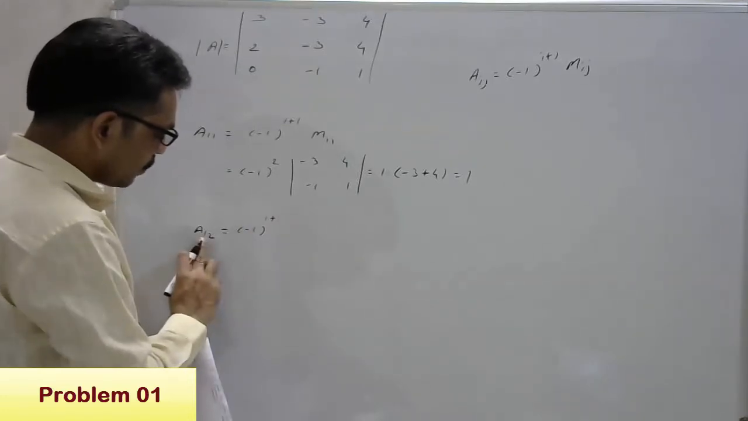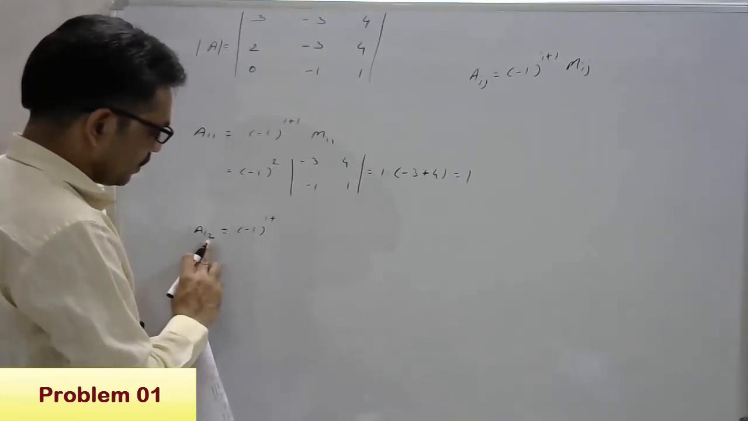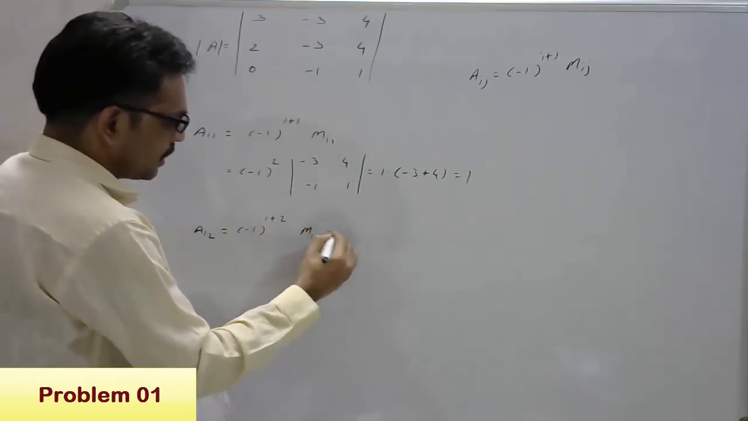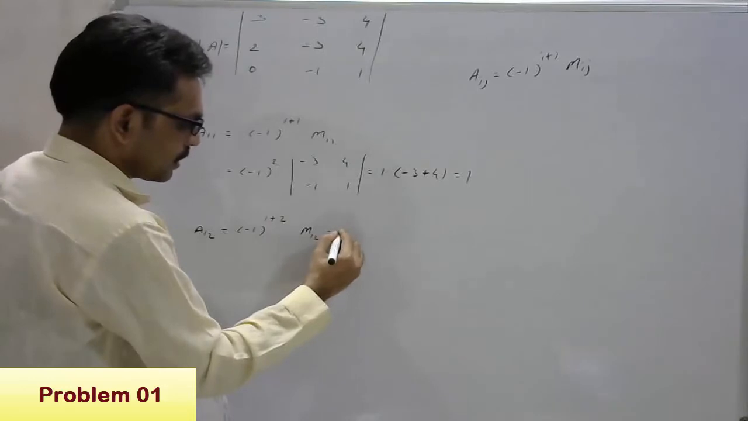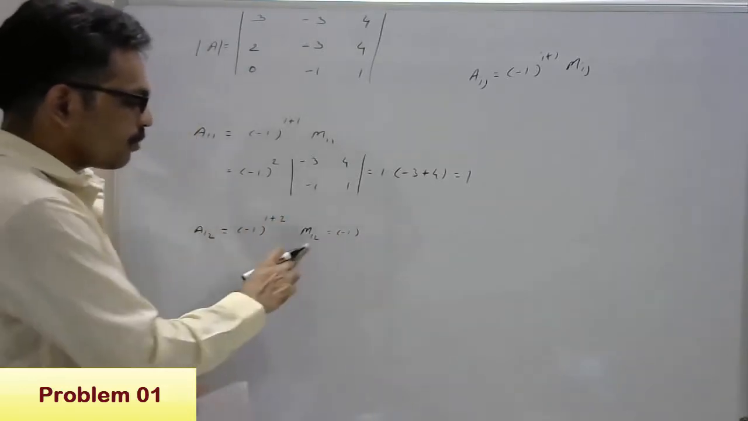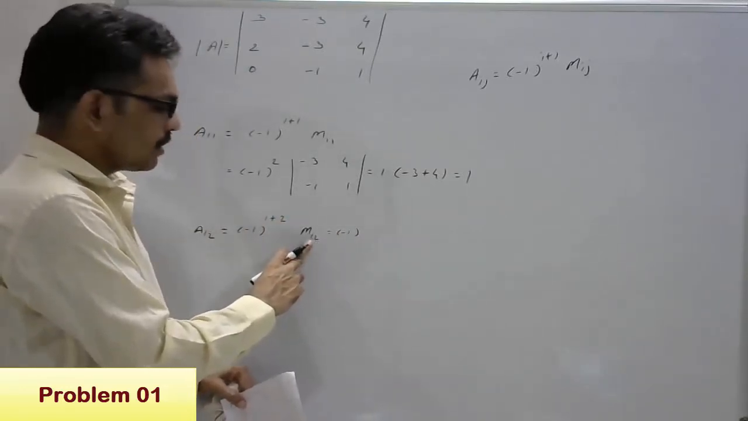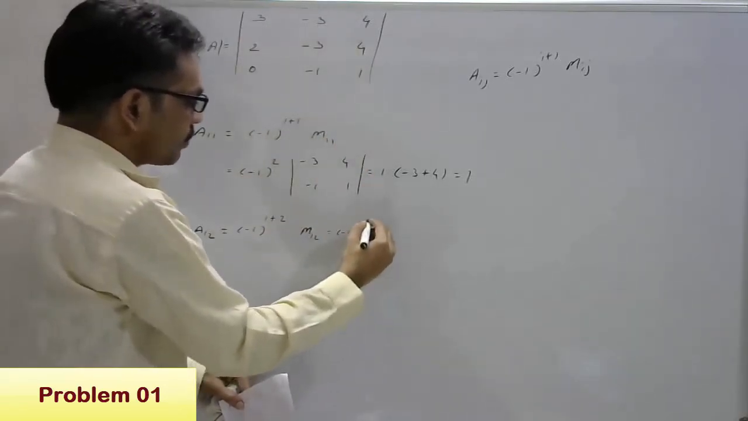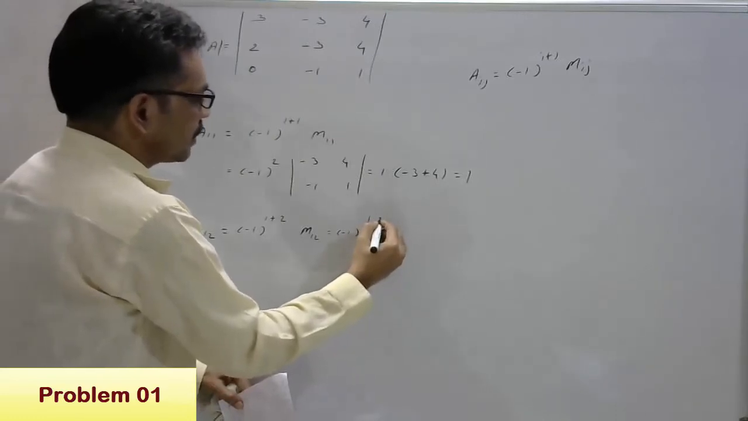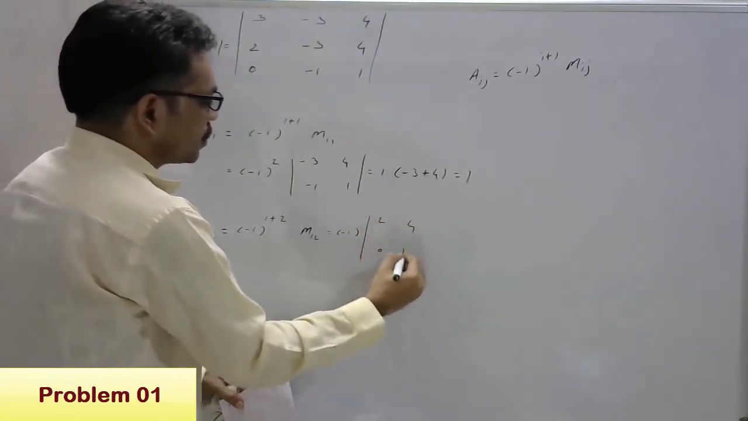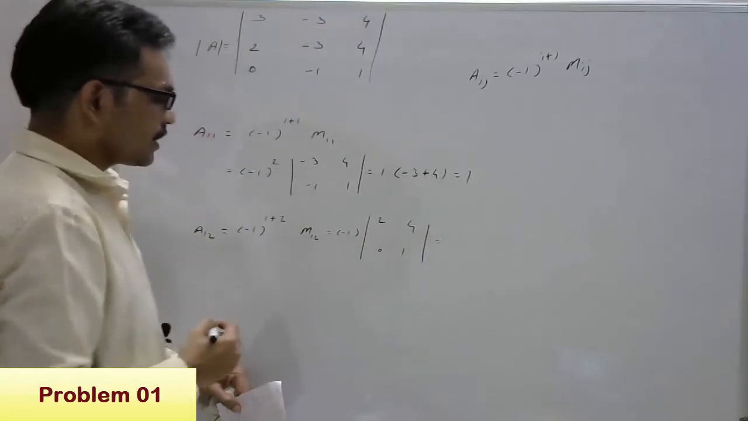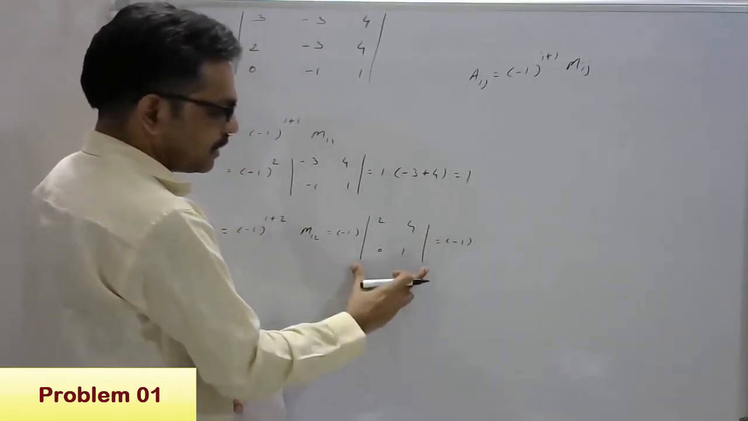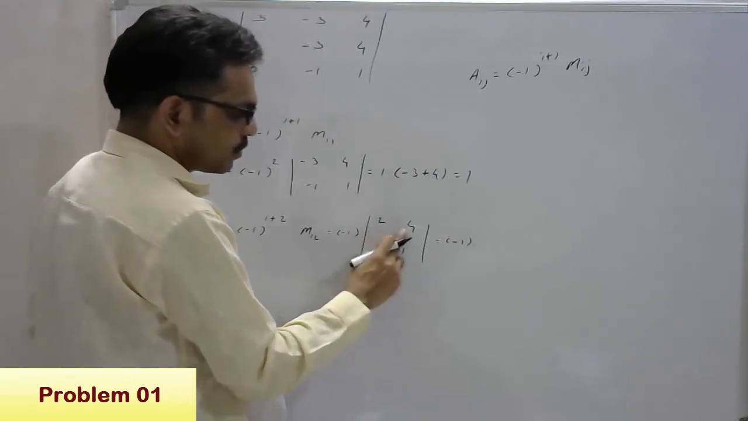Therefore here i, j is 1, 2. So 1 plus 2 into the minor M12 is equal to minus 1 cubed, which is equal to minus. And minor M12 is obtained by deleting the first row and second column. Therefore the minor is a determinant having elements 2, 4, 0, 1. Then this is equal to minus 1 into the determinant having elements row-wise 2, 4, 0, 1.